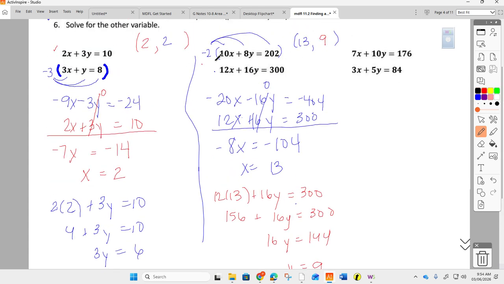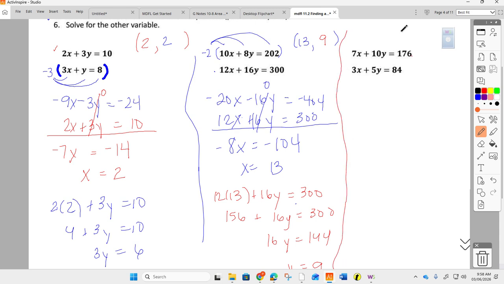So if I plug 13 in here for x and 9 in for y, will it equal 202? Well, 10 times 13 plus 8 times 9 does in fact equal 202. If I plug 13 and 9 into the second one, 12 times 13 plus 16 times 9 equals 300. That's what it's supposed to equal. Any questions?